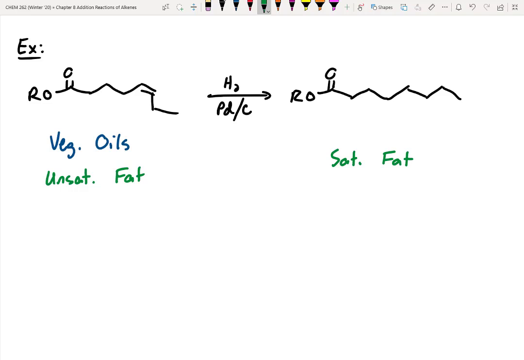Are saturated fats normally solids or liquids? Okay, so this is normally a liquid. This is normally a solid. And what they found is they could convert vegetable oils from a liquid to a solid. And the question is, well, why would this ever be useful? Well, during World War II, there was a big shortage on butter, right?